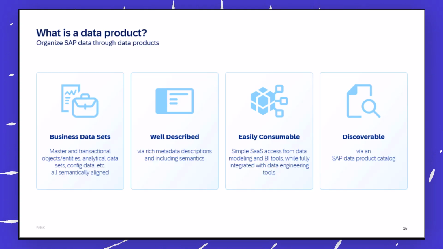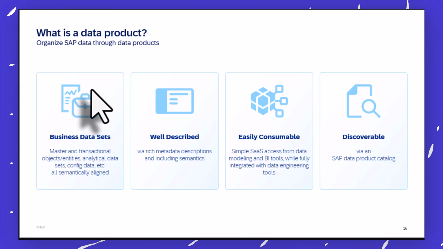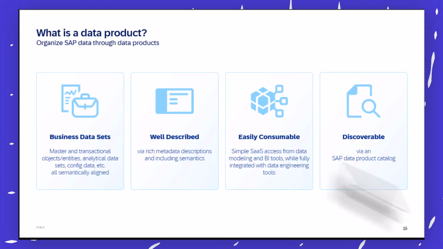To improve this, the consistent metadata exposed by a data product will allow for landscape-specific data products, or you can call them domain-specific data products. Now from a BDC point of view, a data product is a building block. As you see in the diagram, it caters to different aspects. It contains business datasets which are well described, can be easily consumed, and are also easily discoverable.